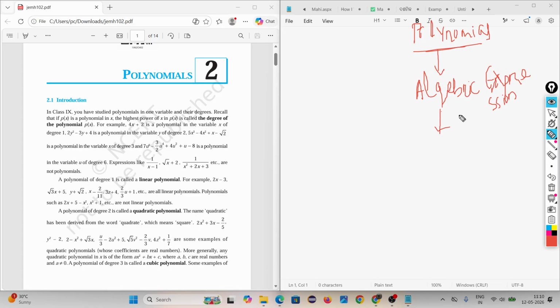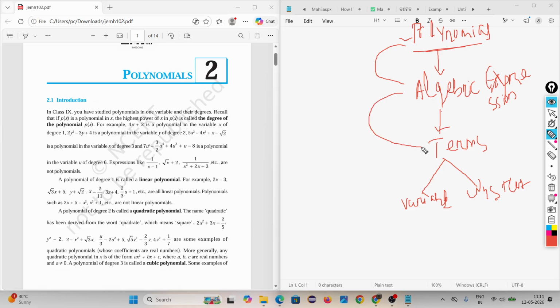To know algebraic expression, we should have knowledge about terms. And to learn terms, we should have knowledge about variable and constant. Okay, this is the hierarchy. If you try to learn polynomial, you should learn algebraic expression. If you try to understand algebraic expression, you should have knowledge about term. And if you try to learn term, you should have knowledge about variable and constant.